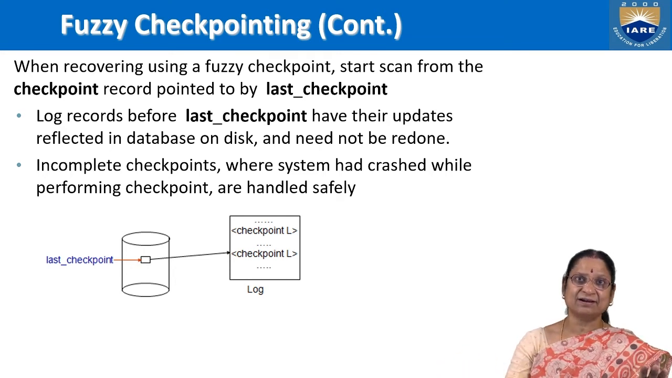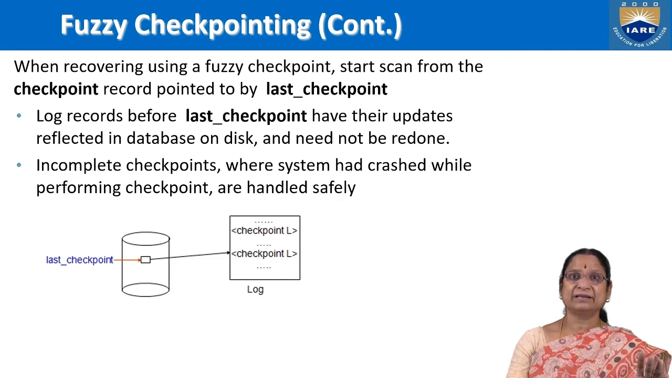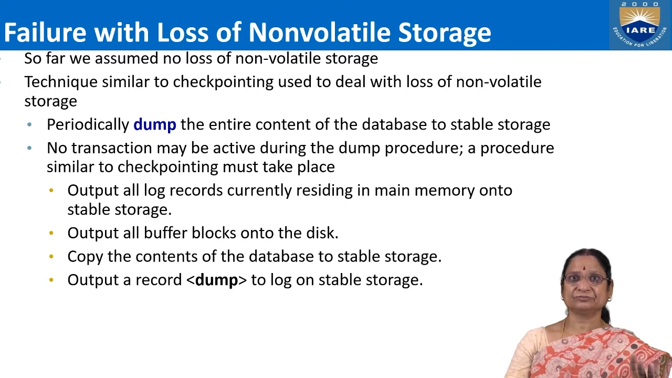Then the transaction started. So that's why in the recovery process, everything up to that point has been permanently written in the secondary storage device and need not be redone. Incomplete checkpoints, where the system crashed while performing the checkpoint, are handled safely, because from the last checkpoint onwards only we have to read.